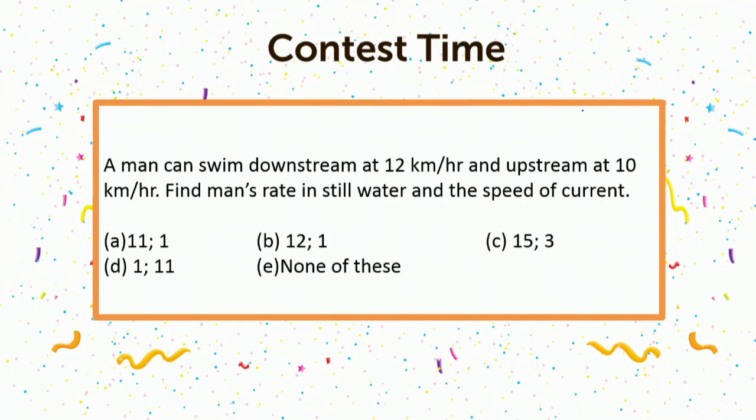A man can swim 12 kilometers per hour downstream and 10 kilometers per hour upstream. Find the man's rate in still water and the speed of the current. Already I have discussed this with you, so you can solve it quickly. I think within 20 seconds you can solve it, and you can post the answer in the comment section.